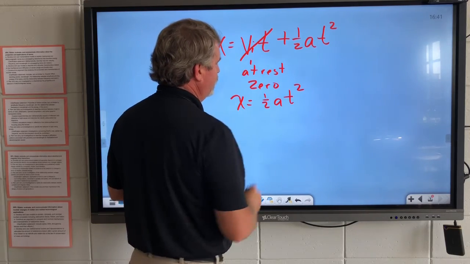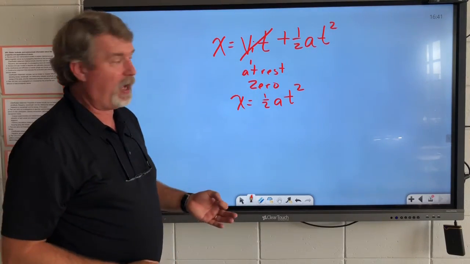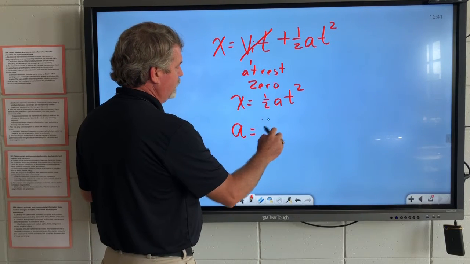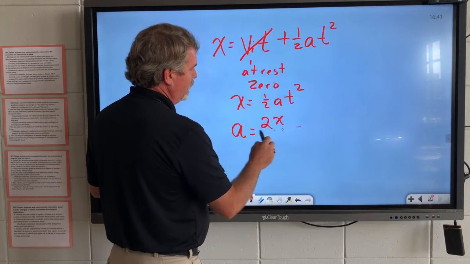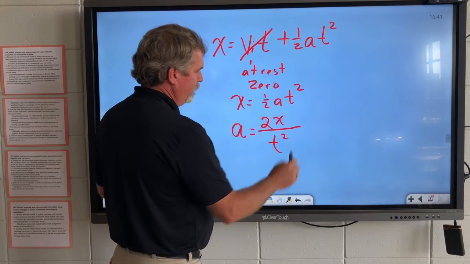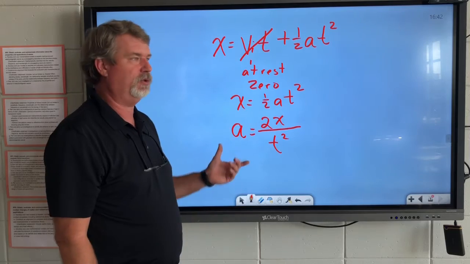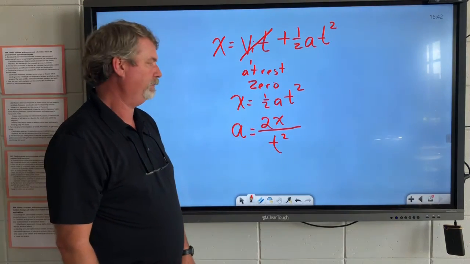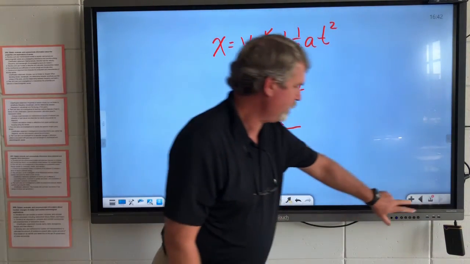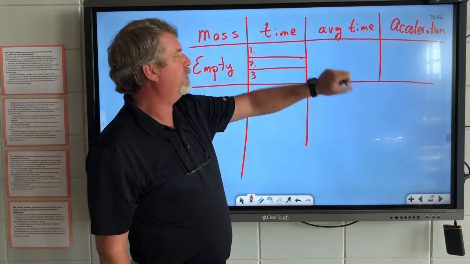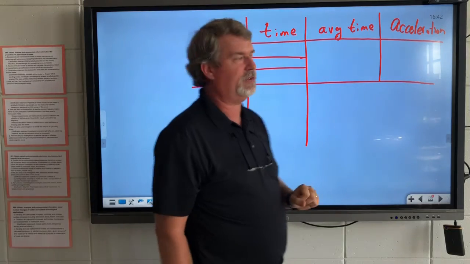the time squared. Using a little bit of algebra, we find that the acceleration of the car is equal to twice the distance it travels divided by the time squared. This is the formula you're going to use to calculate acceleration. Be sure to record that on your paper. The average time is what goes in the formula, and then we solve for the acceleration.